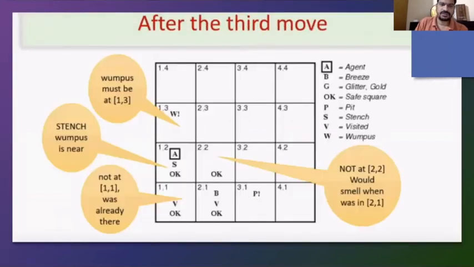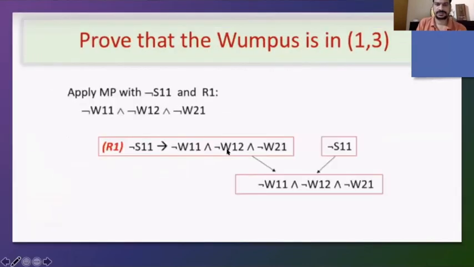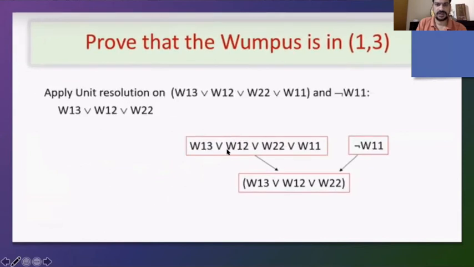So your Wumpus is in 1,3. Here we got W13 as the conclusion from the propositional logic after applying all the inference rules. This is how it will be done.